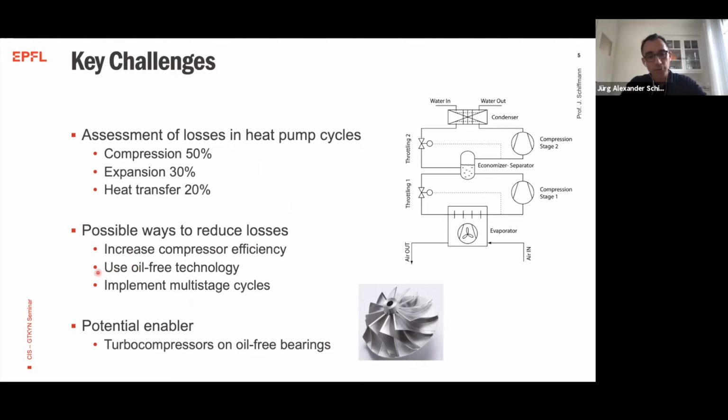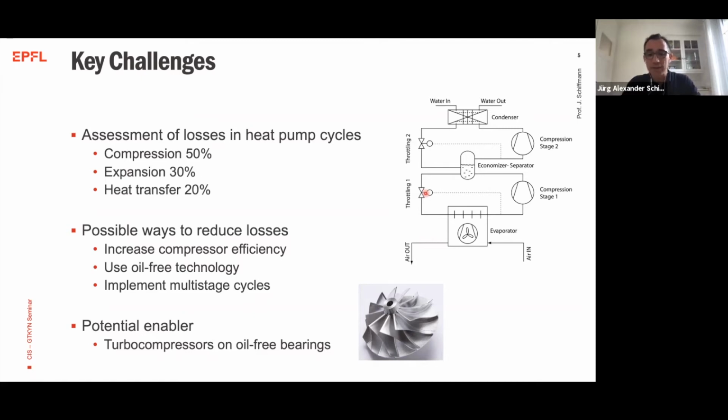Okay. Another way of increasing the performance of heat pumps is to go towards multi-stage cycles, where the expansion and also the compression is split into several stages, which, from a thermodynamical point of view, is improving the performance.